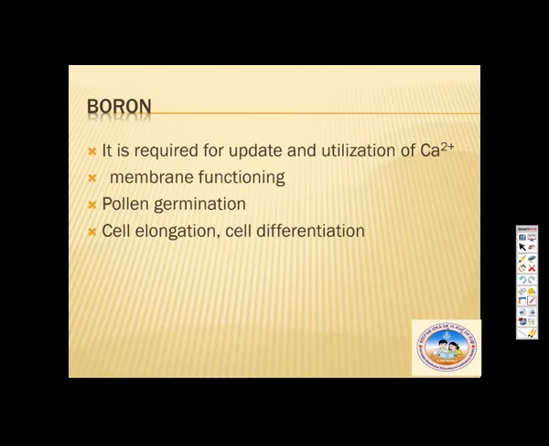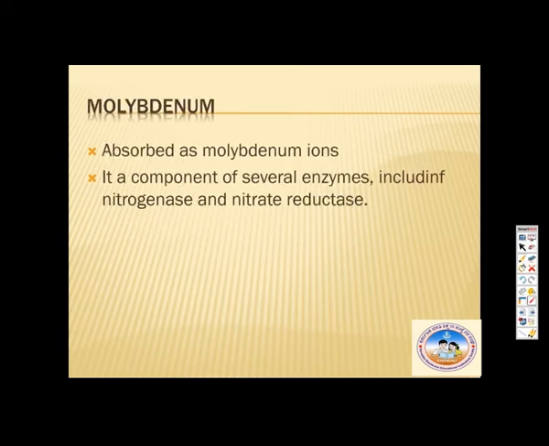Chlorine is absorbed in the form of chloride anion. It helps in determining the solute concentration and especially the cation-anion balance. The plant needs this balance, and for that chlorine is needed. It is essential for the water splitting reaction in photosynthesis, a reaction that leads to oxygen evolution. As I told you, along with manganese you also require chlorine, which leads to the splitting of water and oxygen evolution. Now moving ahead.